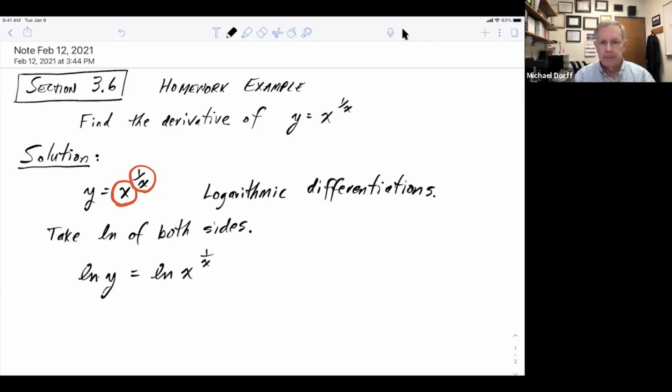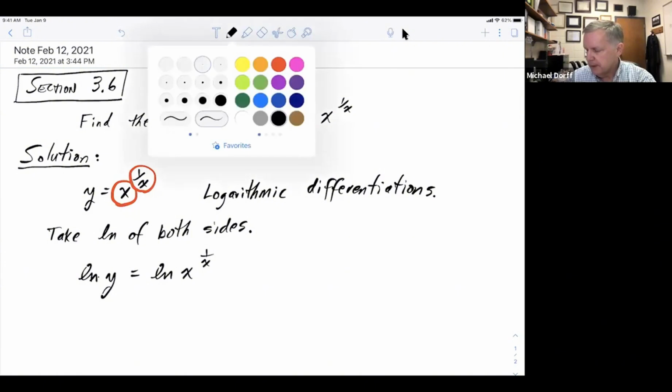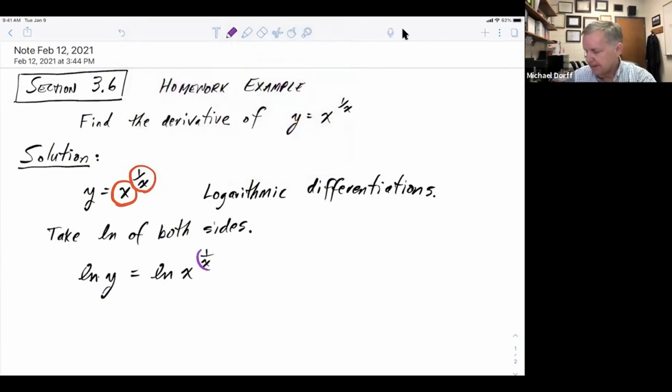How does that help me? Well, now I can use one of my properties of logs that says that if I have the log of something with an exponent, I can bring that exponent out front. So this is then going to be equal to 1 over x times natural log of x. See how we've gotten the exponent term down onto the same level as the base term with the variable x. Next, then we take d dx of both sides.